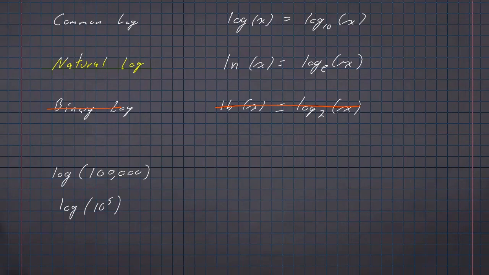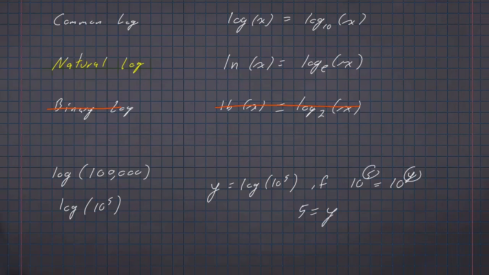And I know from the definition of common log that y is equal to the log of 10 to the 5th power if 10 to the 5th is the same thing as 10 to the y power. And by playing a simple matching game, we see that it must be the case that 5 is the value of y, so the log of 100,000 is 5.